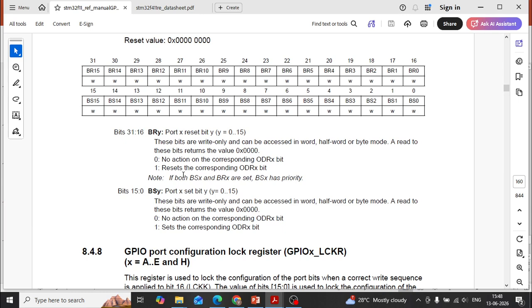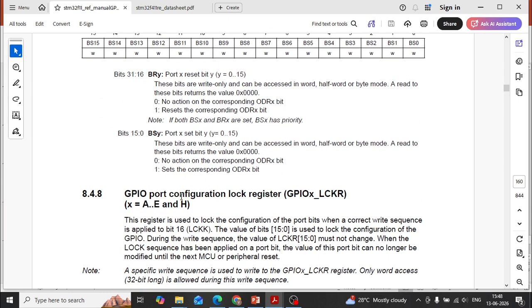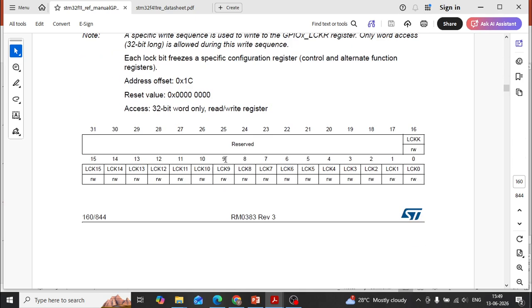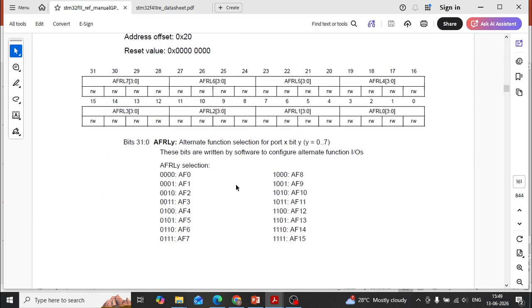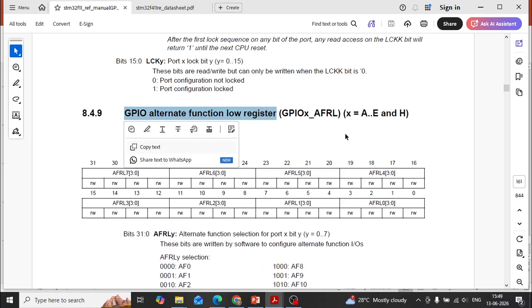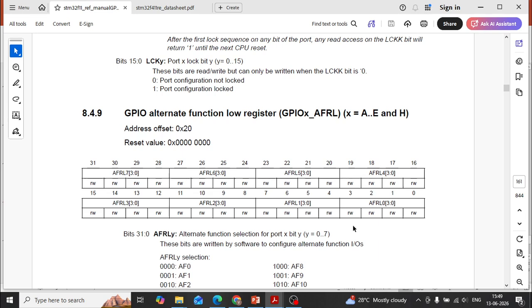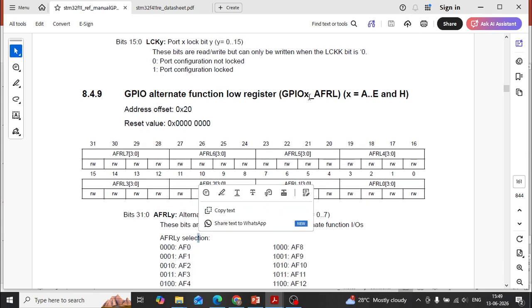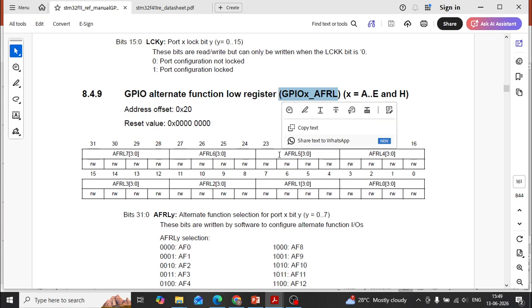Like that, we have the configuration lock register. If you want to lock your configuration, for that purpose we will use the GPIO lock register. Then there is one more important thing, the GPIO alternate function register. You can configure your GPIO port pins in different configurations. You can make them an input port or output port, or analog functionality, and also special functions. That special configuration we can do in the AFR, which stands for alternate function register.